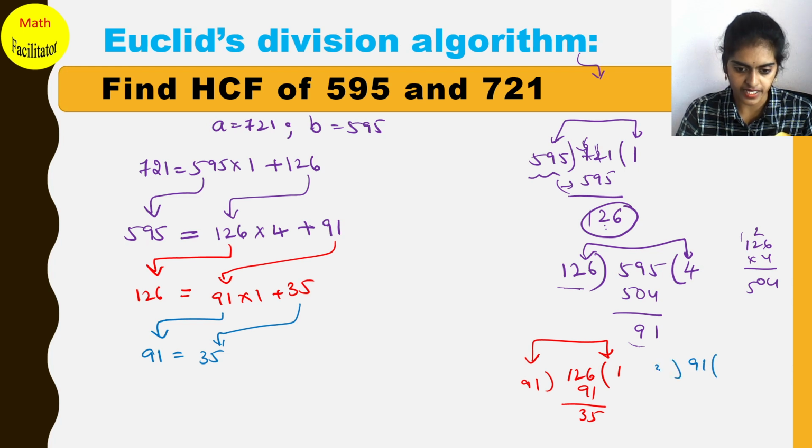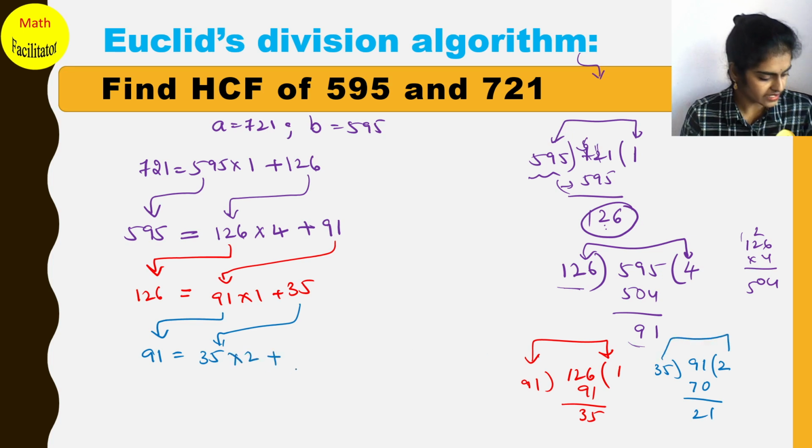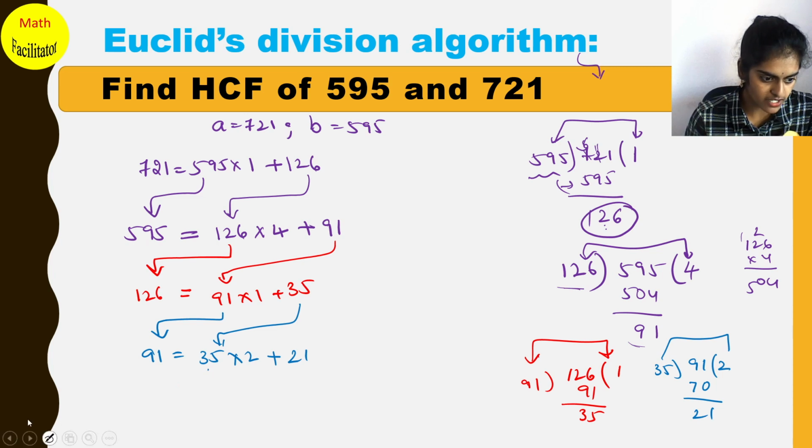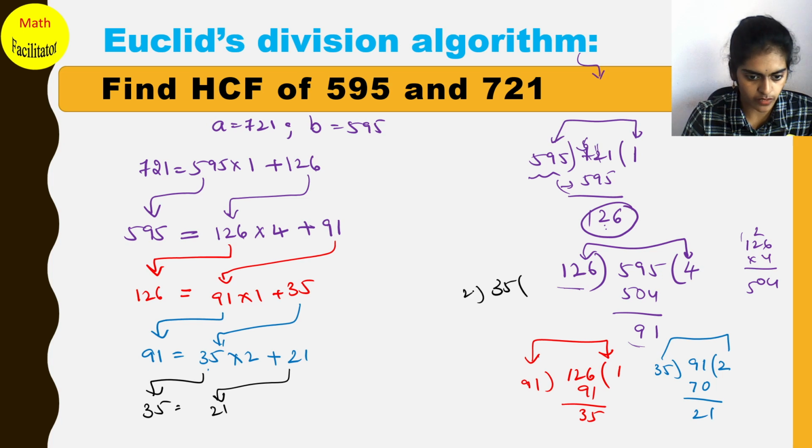So 91 divided by 35: 35 twos give you 70, so you have 21. So 35 into 2 plus 21, 21 is the remainder. Clear? Now this 35 will be the new dividend and this 21 will be the new divisor. Let us divide 35 by 21. One time you get 21, so how much is the remainder? 14. So 21 into 1 plus 14, remainder is 14.